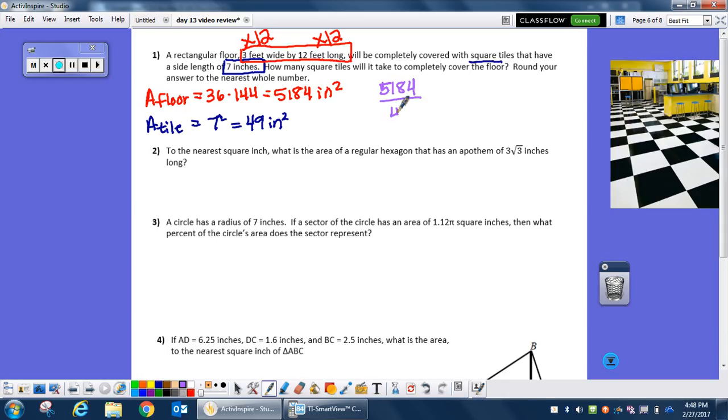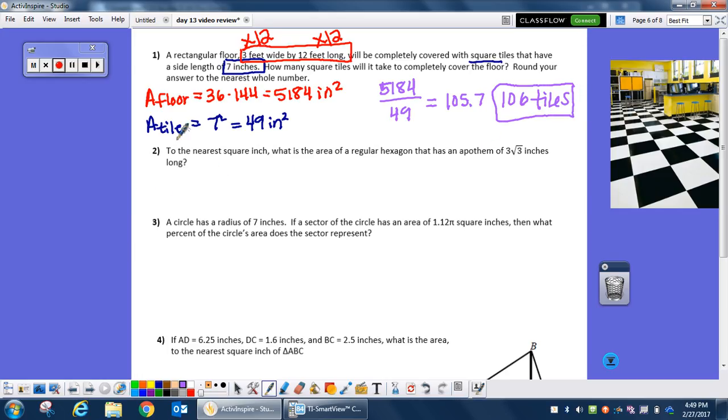divided by the total tile area. Okay, and that gets us to 105.7, which means we need 106 tiles if you round that up to the nearest whole number. Okay?